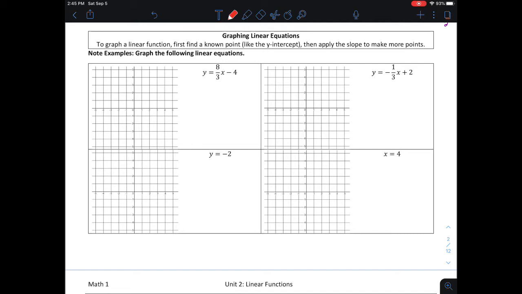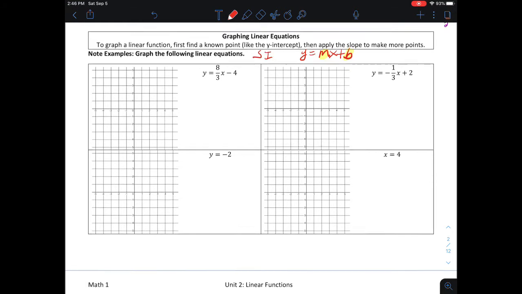All right, so in this video, we're going to look at graphing lines. And in order to graph lines, the easiest way is to look at an equation that's written in slope-intercept form. So a reminder, slope-intercept form is going to be y equals mx plus b, where m, in this case, is the slope, and b is the y-intercept.